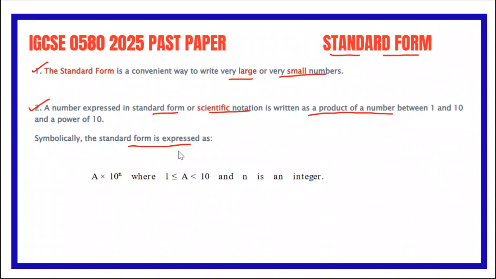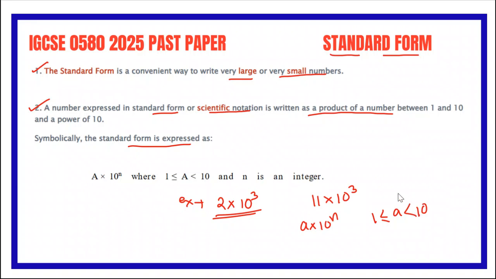Symbolically, we express standard form as a times 10 to the power of n, where a is between 1 and 10 and n is an integer. For example, 2 times 10 to the power of 3 is in standard form. We cannot say that 11 times 10 to the power of 3 is standard form, because any standard form is of the form a times 10 to the power of n, where 1 is less than or equal to a, and a is less than 10.